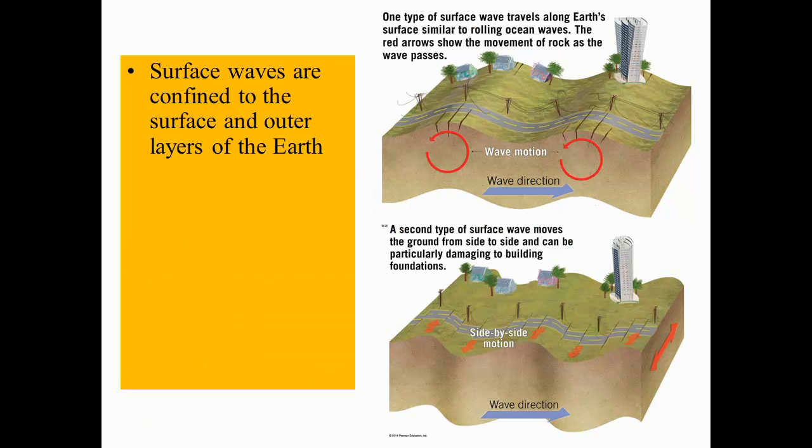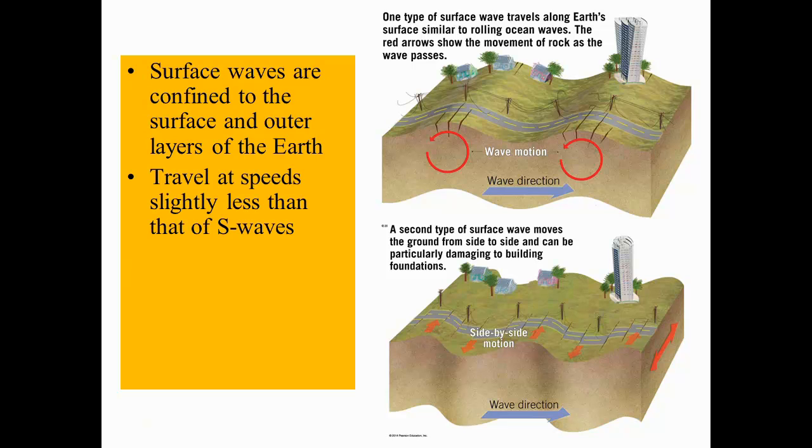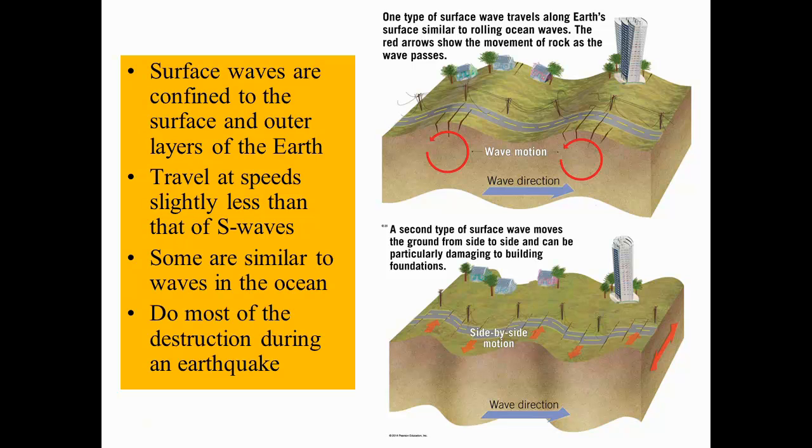Now, surface waves, on the other hand, are confined to the surface and outer layers of the Earth and travel at speeds slightly less than that of S waves. Some surface waves are similar to waves in the ocean, as, for example, this upper block diagram. Notice in the upper diagram that as the waves travel through the upper crust, the material itself exhibits a kind of rolling motion in a counterclockwise direction, similar to the rolling of ocean waves.